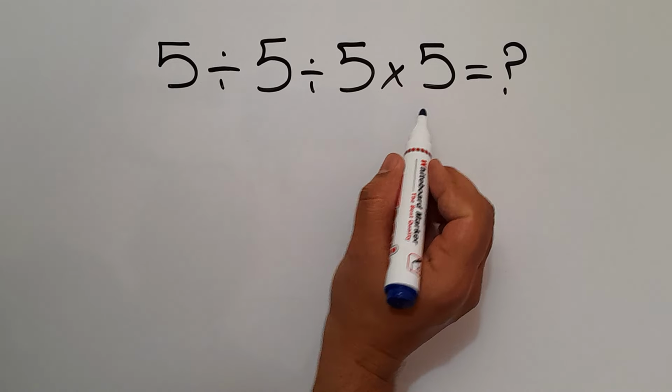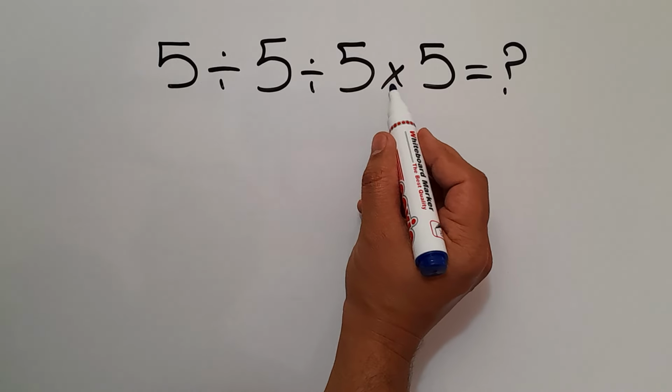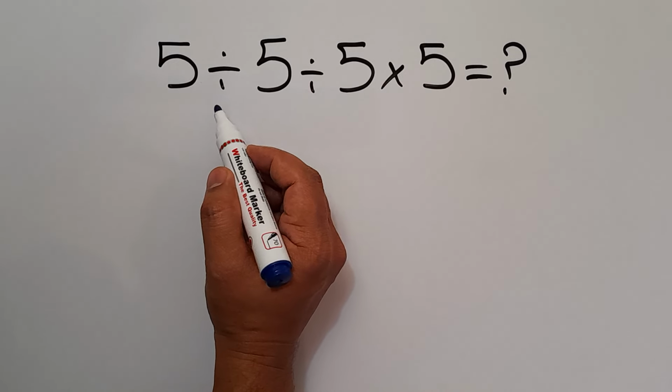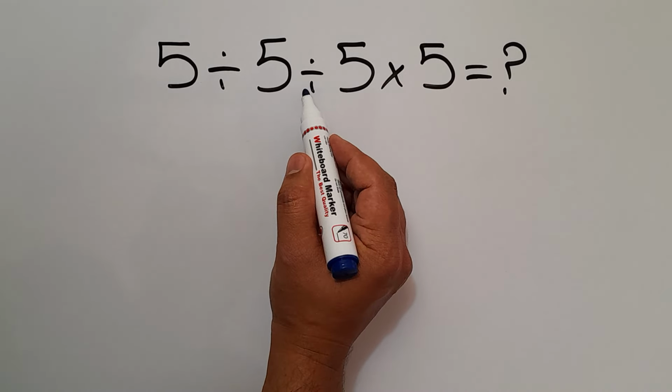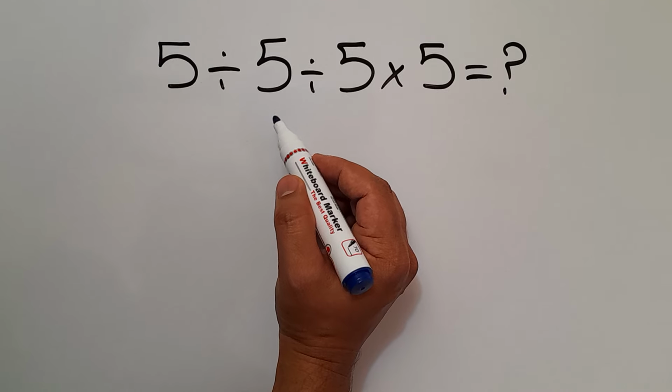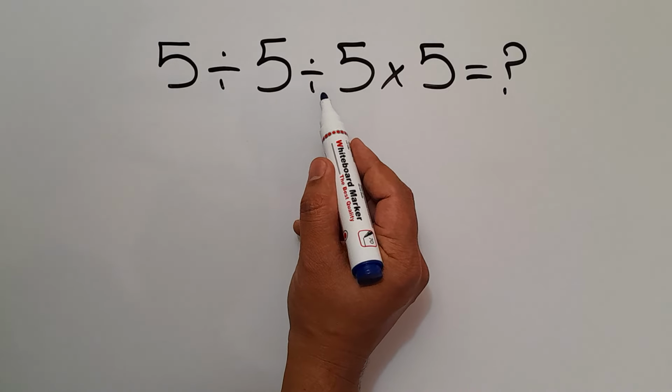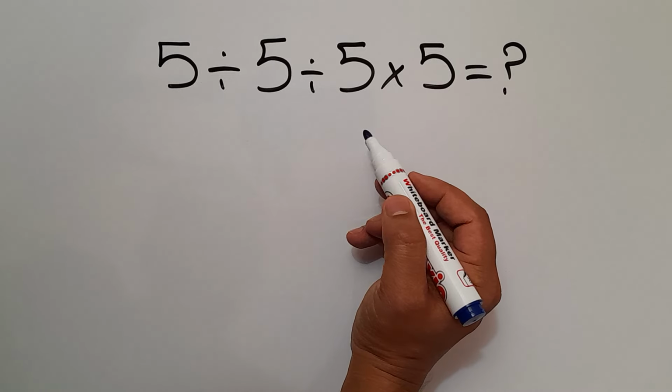In this expression, we have two divisions and one multiplication. According to the order of operations, multiplication and division have equal priority and we have to work from left to right. So first this division, then this division, and finally this multiplication.